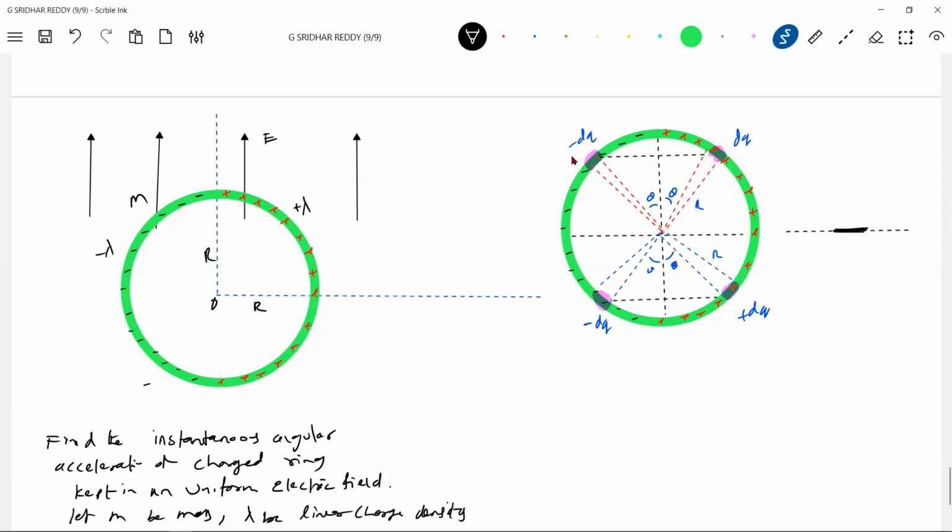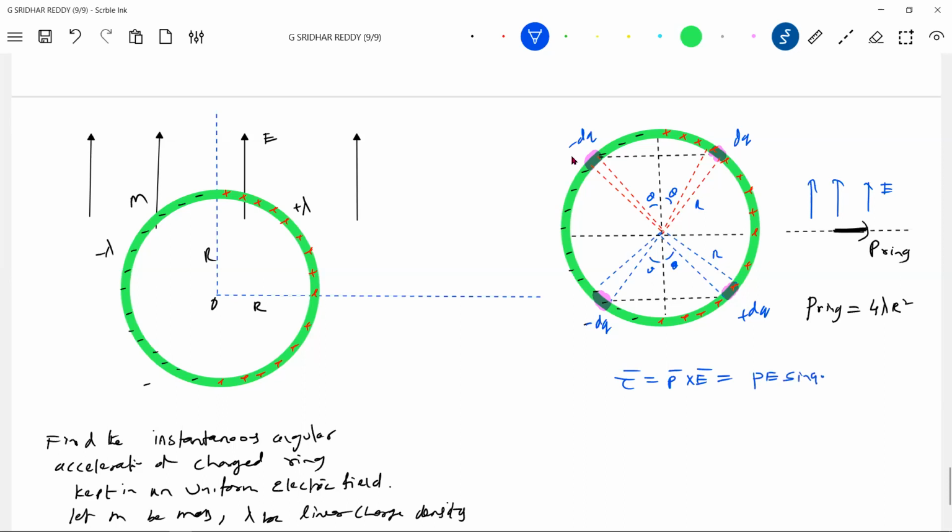So the net dipole moment of this ring will be 4 lambda r square. And how is the electric field vector? The electric field vector is in this direction. What is the angle between these two? So torque equals P bar cross E bar, or PE, the angle between them is 90 degrees. Magnitude, I'm writing it: 4 lambda r square into E. This is the torque that is acting. Then I want angular acceleration, torque by I.